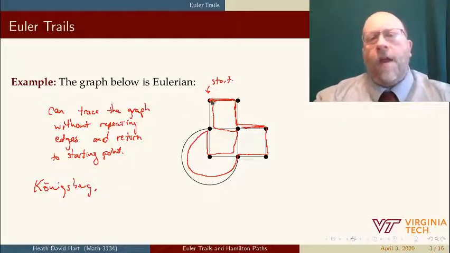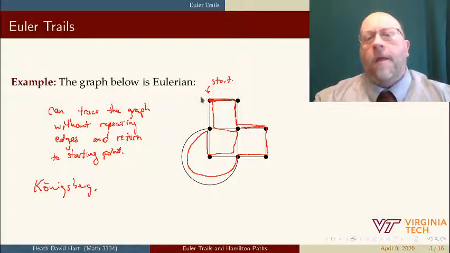Let's look at this graph here, and look at the degrees of the vertices. This vertex has a degree of 2. This vertex has a degree of 2. This vertex has a degree of 4, 2, 2, 4, 2, and 4.